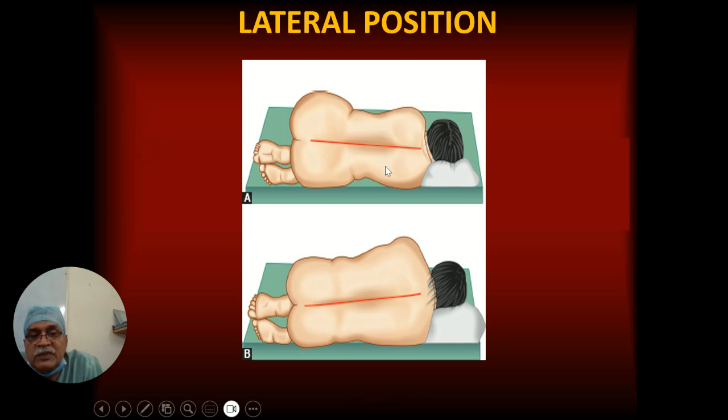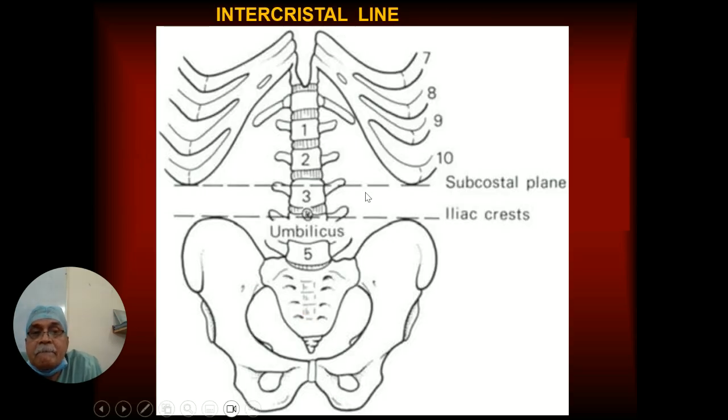And in females, especially when they lie down, the spine curvature is like this. So you must always keep a pillow underneath the head so that the drug will not ascend cephalad. This is the intercristal line passing through L4.